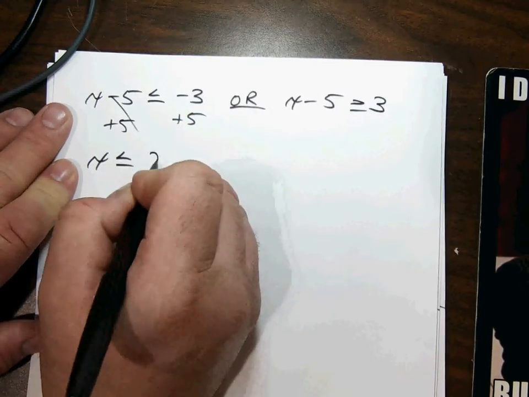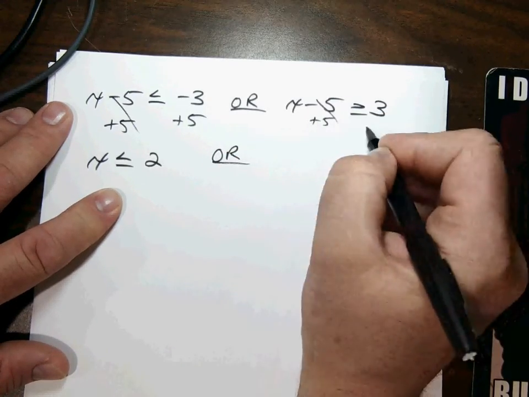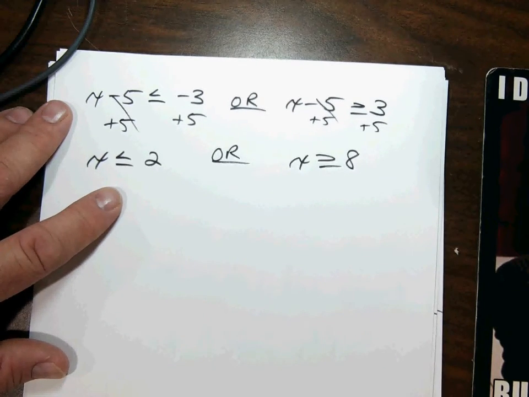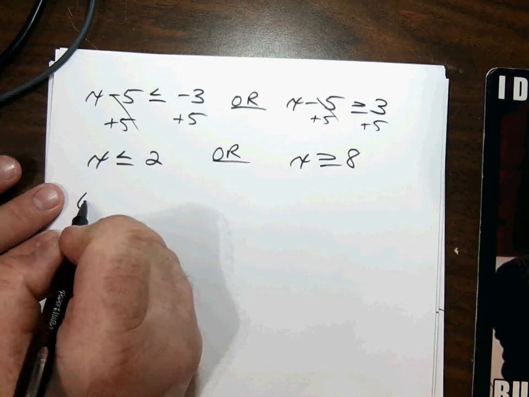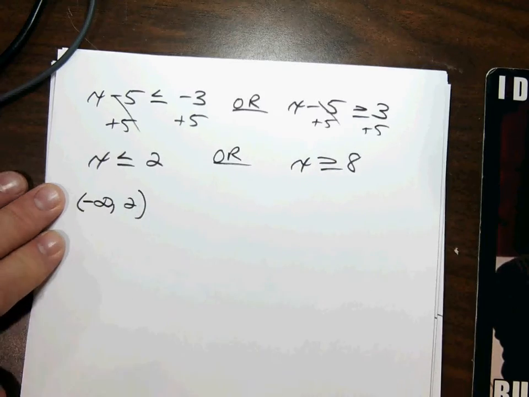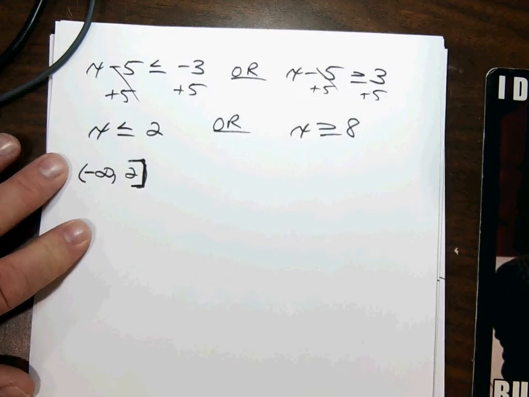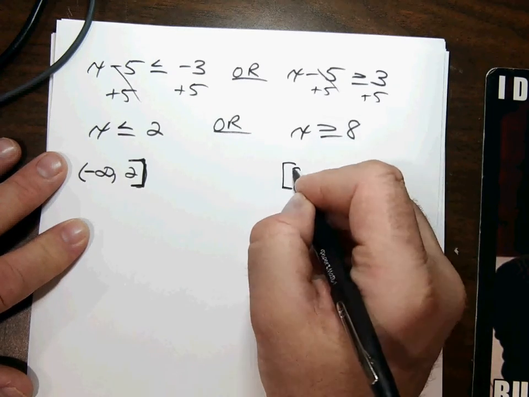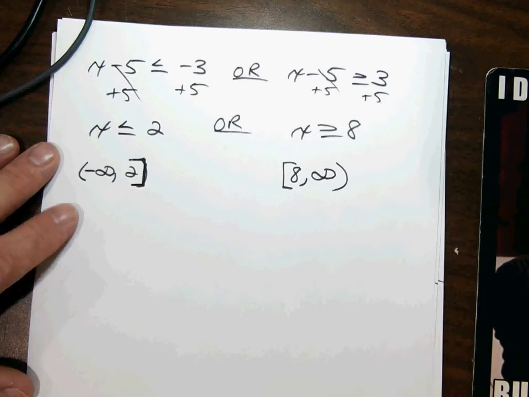X is going to be less than or equal to +2, or x is going to be greater than or equal to +8. Okay, there we go. How do we show it? Less than or equal to 2 would be all numbers from -infinity up to 2, now, including the 2, so that gets a square bracket, okay, right? Less than or equal, so we get a nice square bracket. How about this? All numbers greater than or equal to 8, so including the 8, all the way up to +infinity. That's how we would show that one.